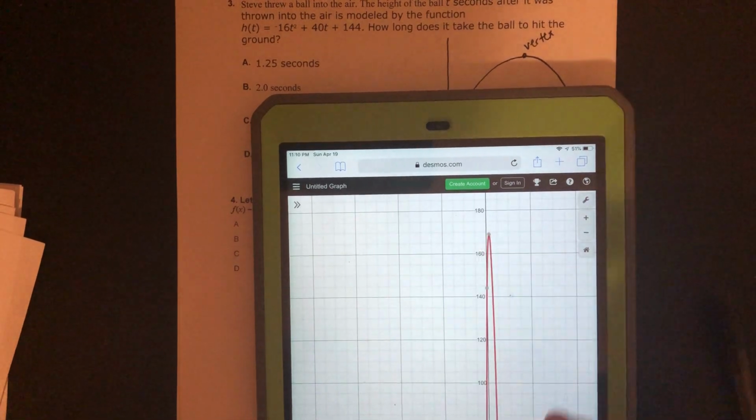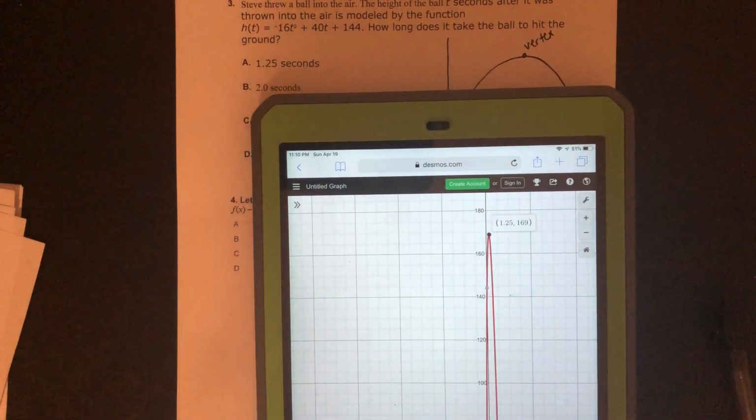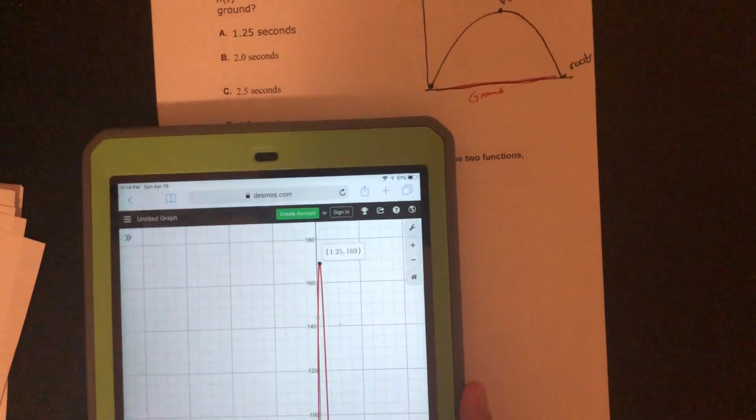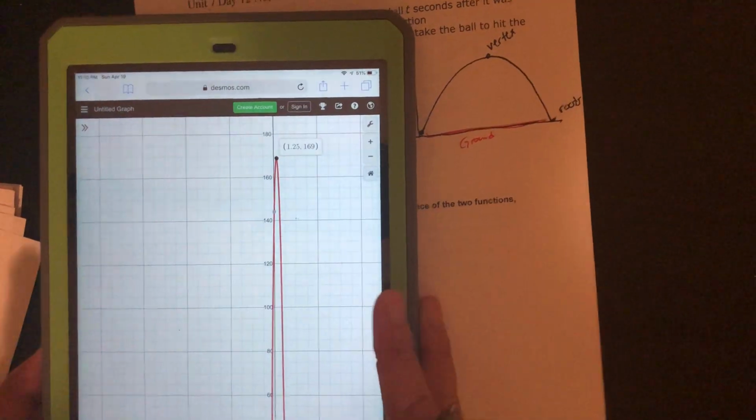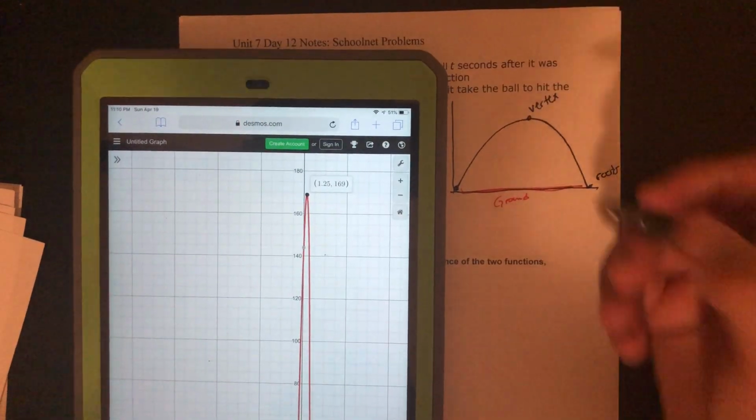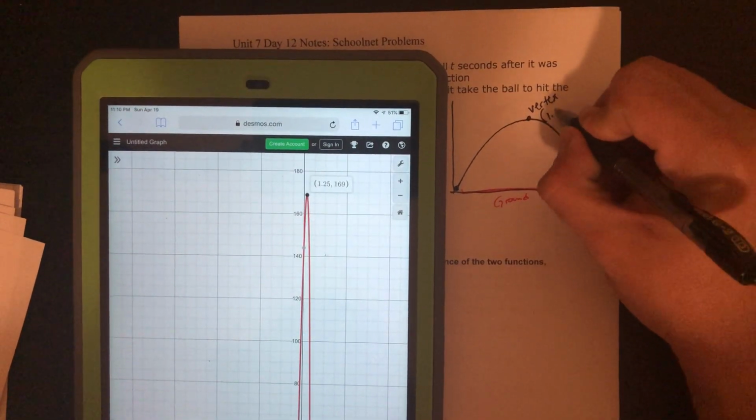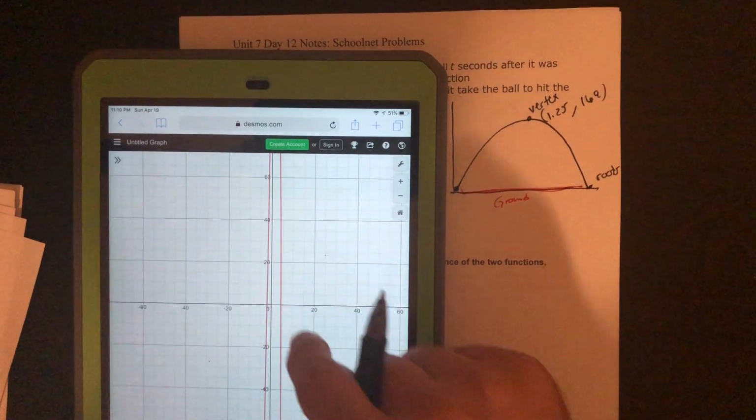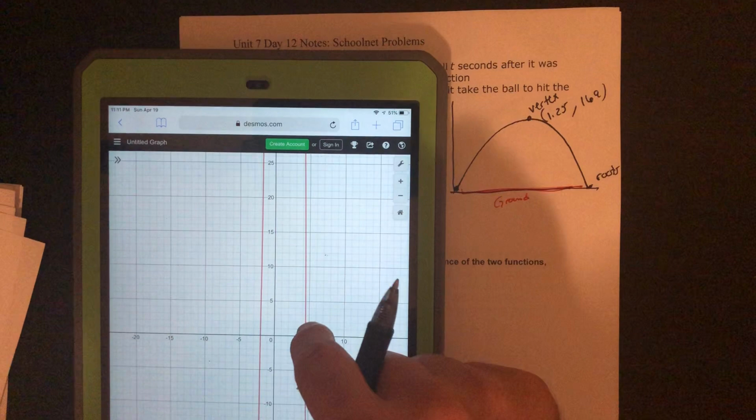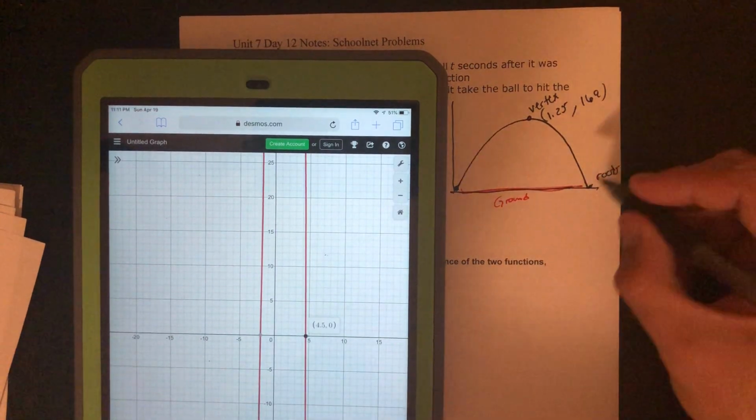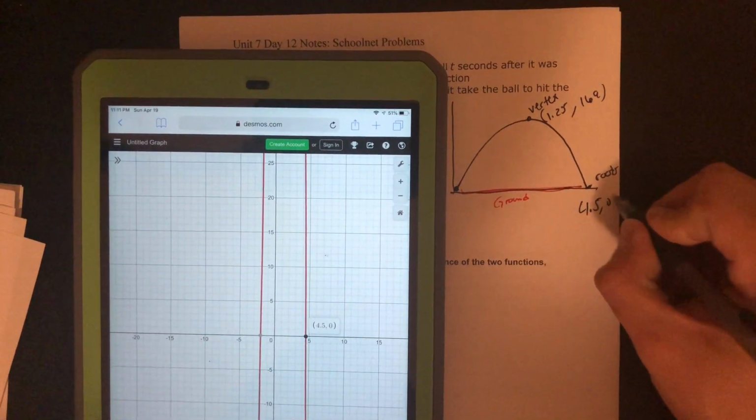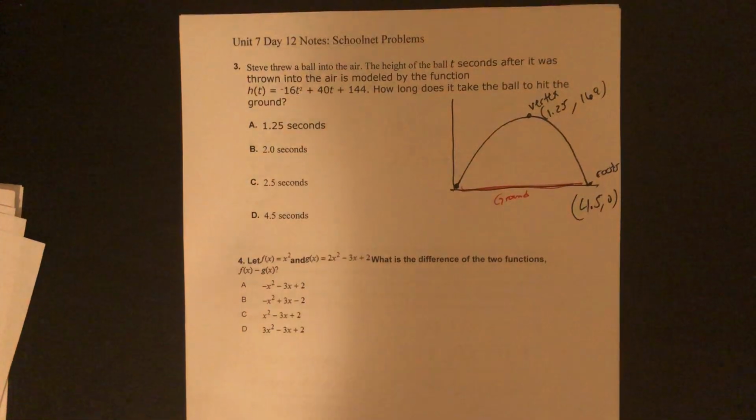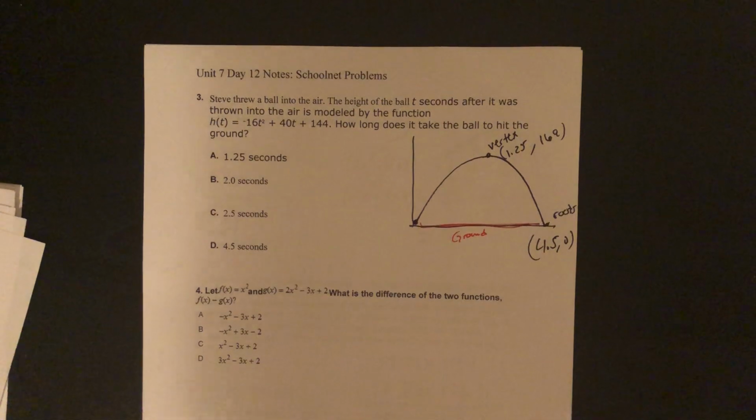So what I'm going to do is go ahead and get my vertex, even though I'm not going to need it for this problem, because they're asking me for two different things. Okay, so my vertex is 1.25 and 169. And then let's go ahead and get the roots, which is what I'm looking for. So my positive root is 4.5. Okay? And the reason I got the vertex as well is so I can explain what this picture is showing us.